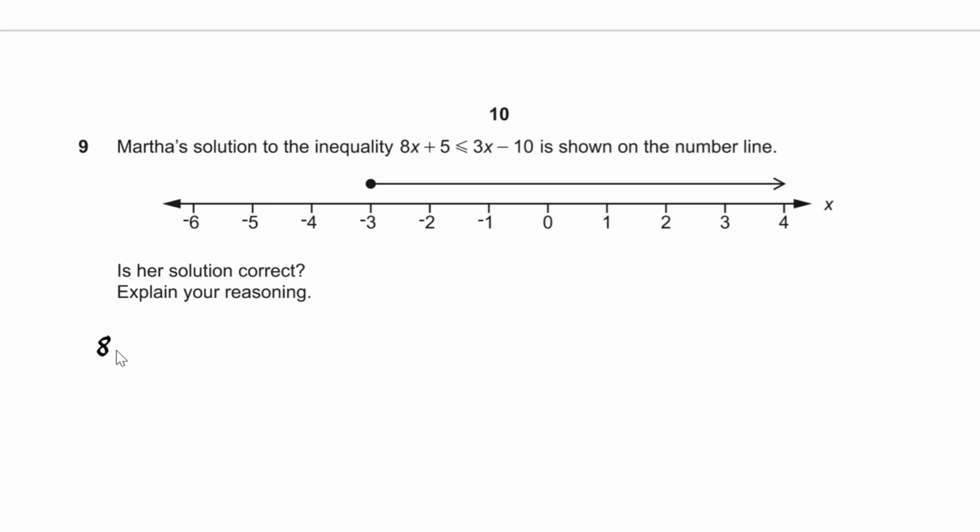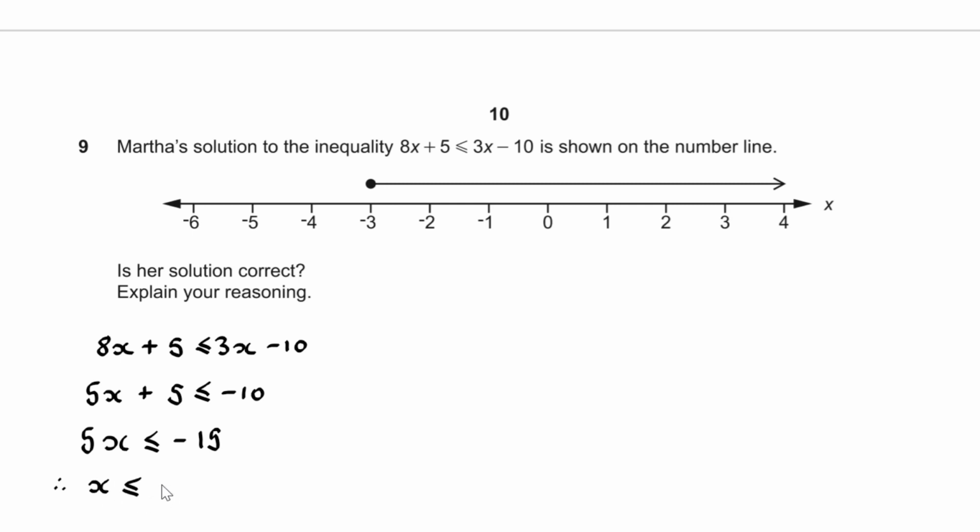Well, we begin with 8x plus 5 being less than or equal to 3x minus 10. And if we take 3x from both sides, you can see that 5x plus 5 is less than or equal to minus 10. And if we subtract 5 from both sides, 5x is less than or equal to minus 15, from which we can see x is less than or equal to minus 3.